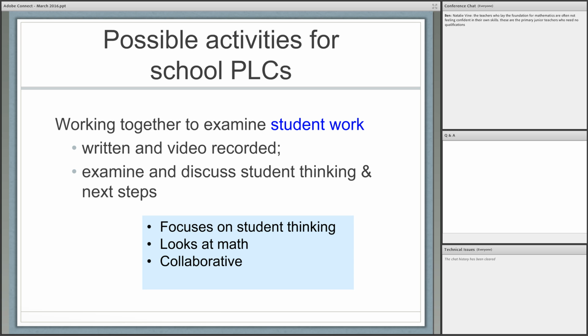So working together to examine student work. That could be video work, it could be written work, but I noticed some of you talked about designing tasks and going into classrooms, trying them out and bringing back the student work. Because that really helps us focus on student thinking, which we know is an important component that I highlighted in those 4 components. It also focuses on the math. So we're looking at what is the math. Hopefully teachers are trying the task first to anticipate what the students might be doing and then looking at what they do. And it's got that component of being collaborative.